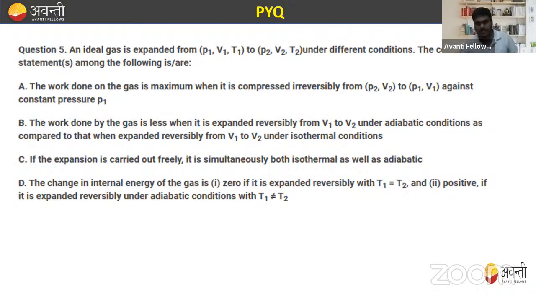Okay. Now, read this question. So an ideal gas is expanded from P1, V1, T1 to P2, V2, T2 under different conditions. The correct statement among the following, right? So, let's see.